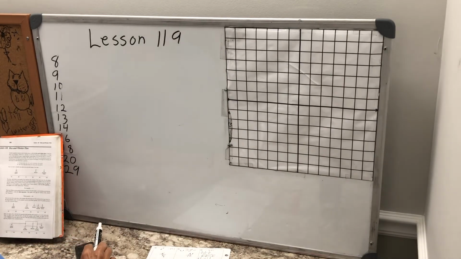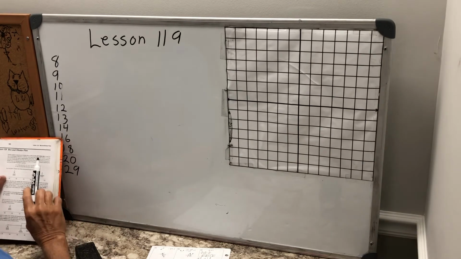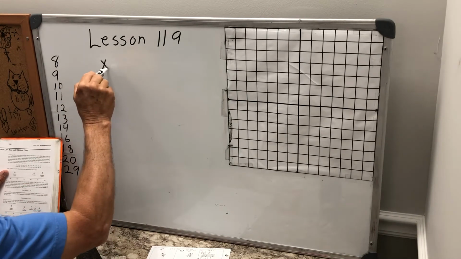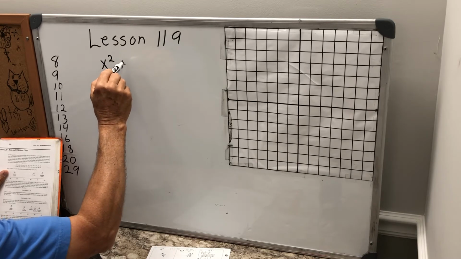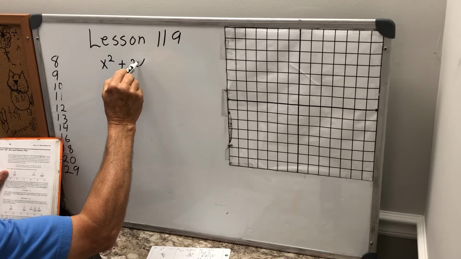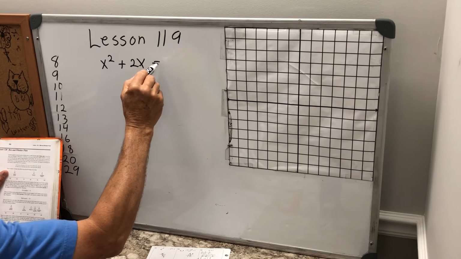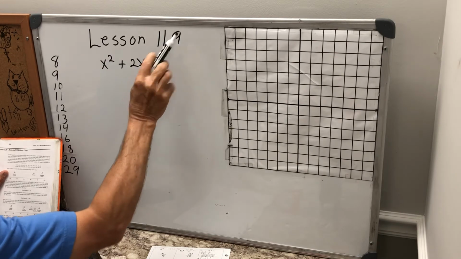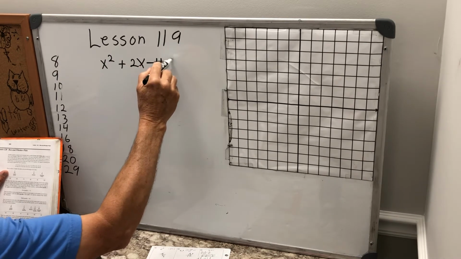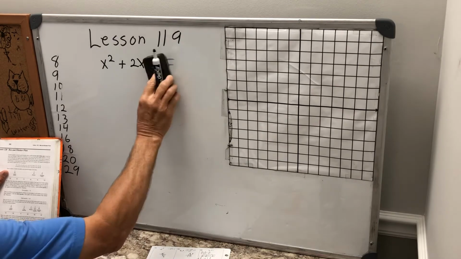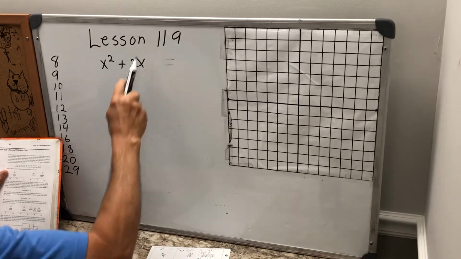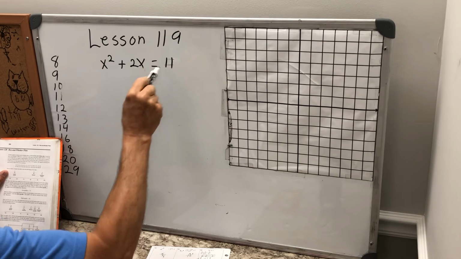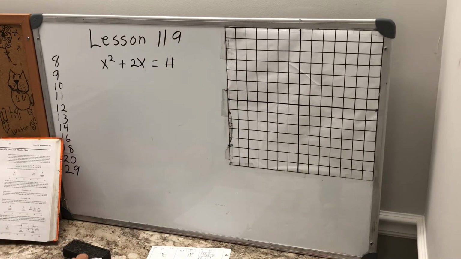That was number 13. Number 14 is x squared plus 2x equals negative 11. We're going to put it to the other side. It's going to be positive 11 equals 11. Always the same steps.